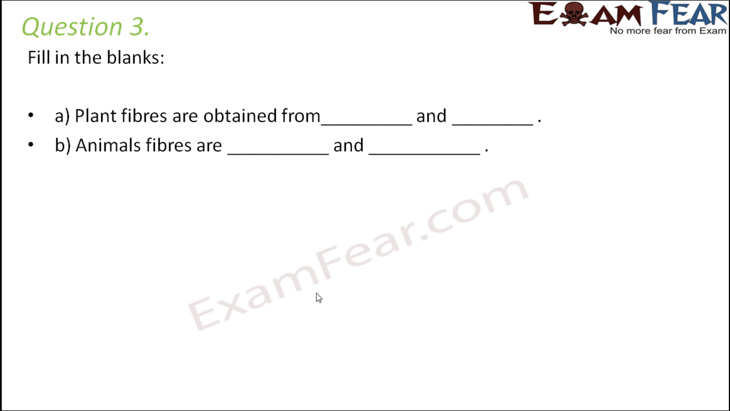Fill in the blanks. Plant fibers are obtained from dash and dash. So from where do we get plant fibers? They are obtained from plants, but different parts of the plant. They can be obtained from the stem of the plants. They can be obtained from the fruits of the plant. Animal fibers are dash and dash. Some examples of animal fibers: one would be wool, the other would be silk.